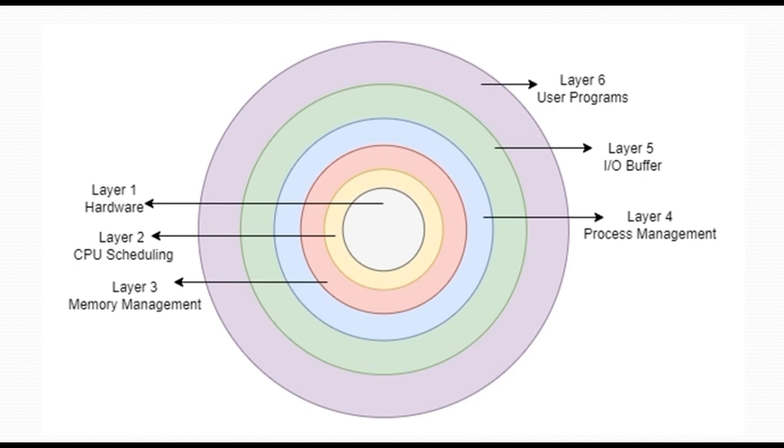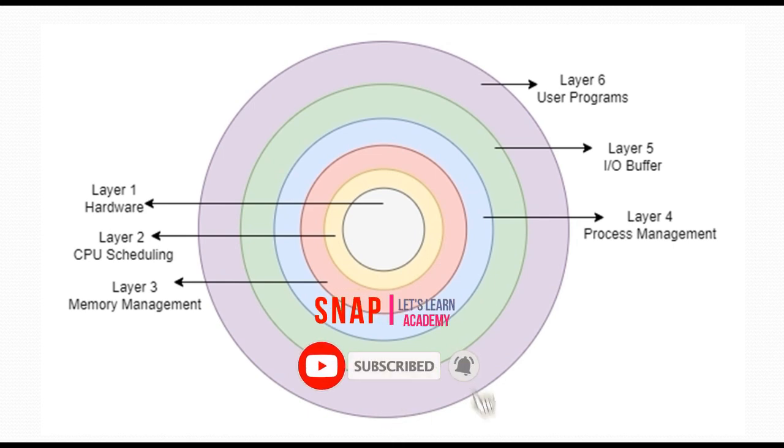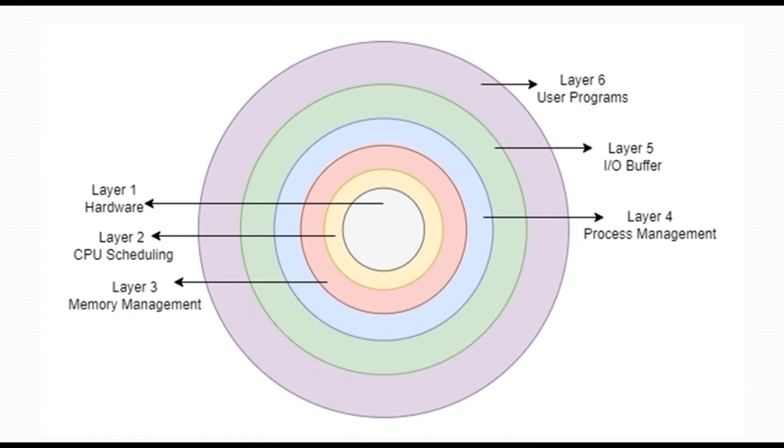The major difficulty with the layered approach involves appropriately defining the various layers, because a layer can use only the lower layers. Careful planning is necessary. A final problem with layered implementation is that they tend to be less efficient than other types. So, examples of layered operating systems are Unix, THE OS, and VMS.